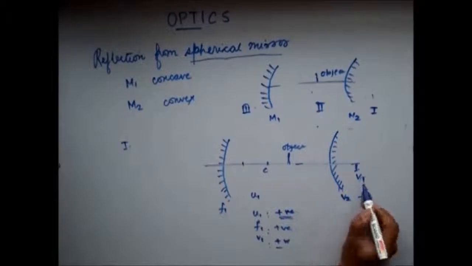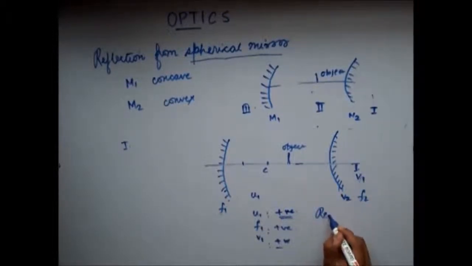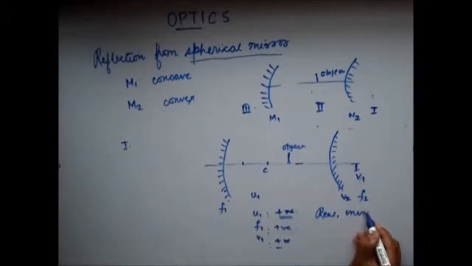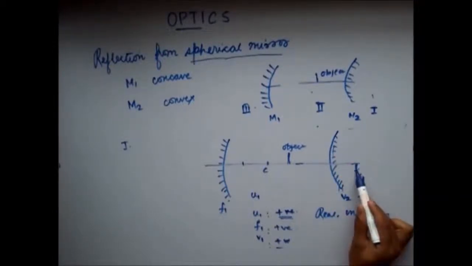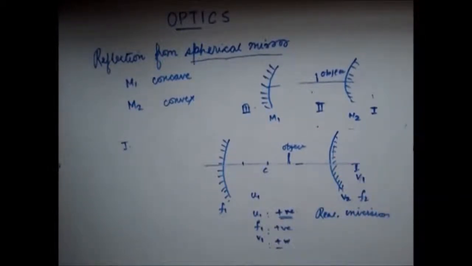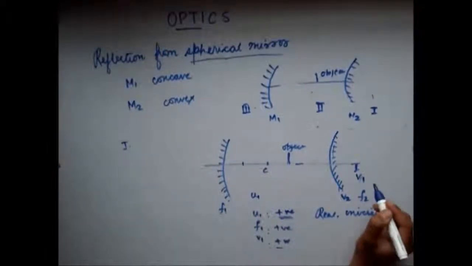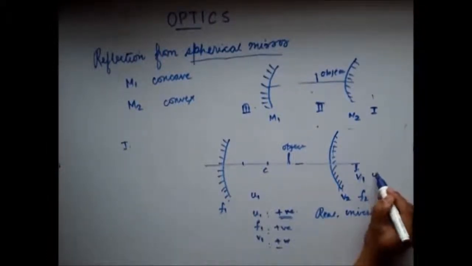So, since it's a real image, there's an inversion taking place. Now, for this mirror, my object is this one, V1. So I call it U2.